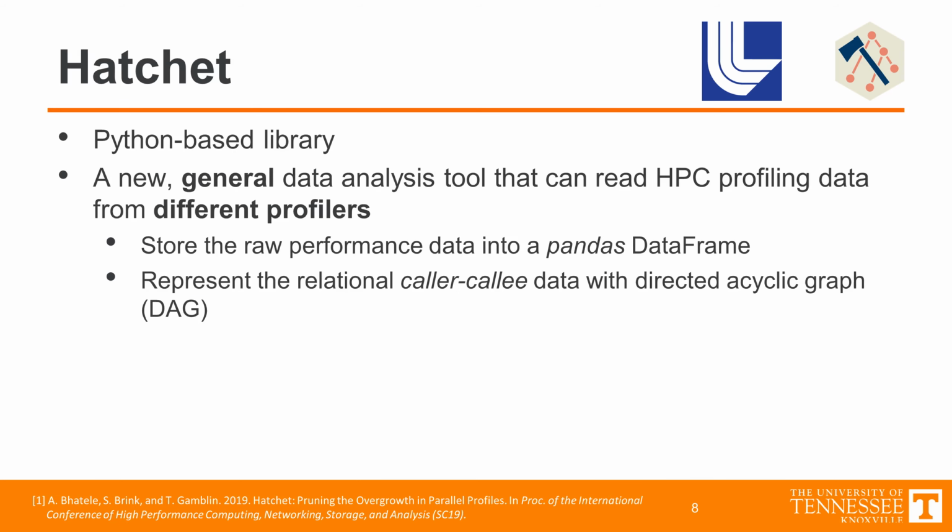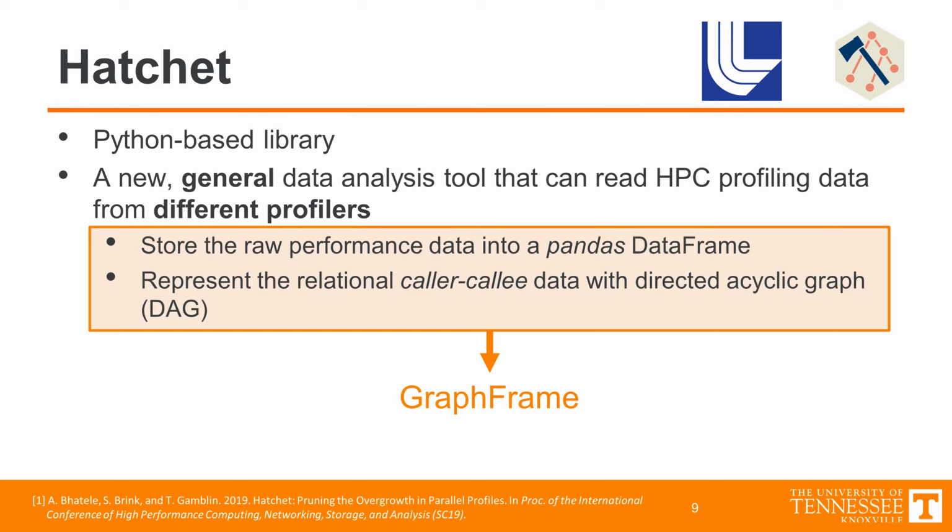Hatchet was developed at Lawrence Livermore to get around these limitations. It is a new general data analysis tool that can read HPC profiling data generated by different profilers. Once loaded, the data is separated into two parts. The raw numeric performance data is stored into a pandas data frame, while the caller-callee relational data is stored into a directed acyclic graph. These two pieces of data are then combined under Hatchet's primary Python object, the graph frame.